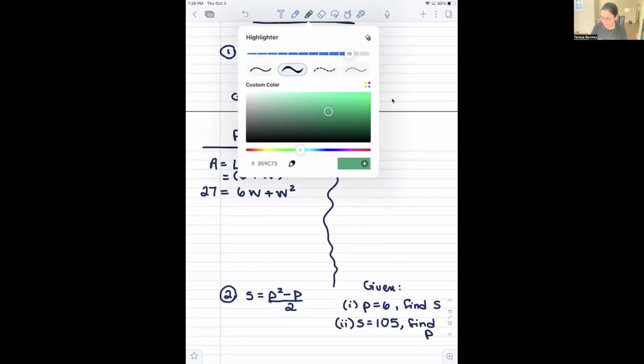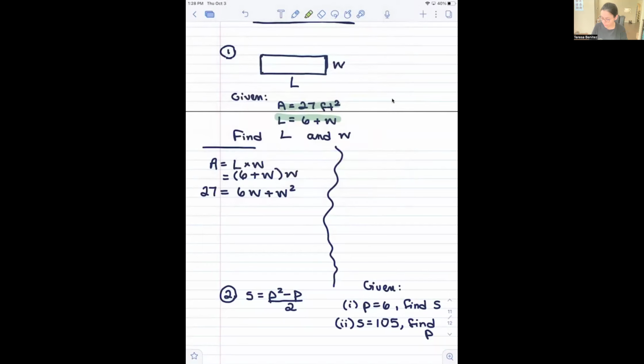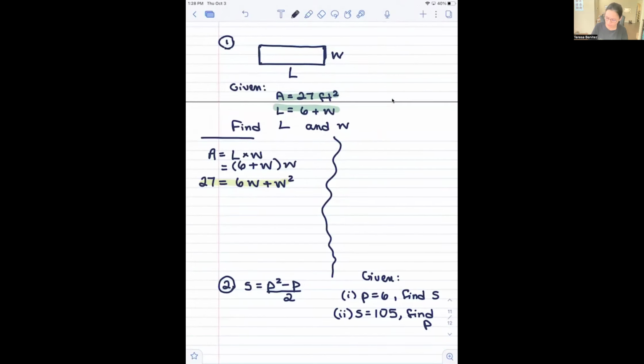So I'm going to highlight this in a different color. This is one of the equations that I can find from our knowledge of the equation of area and what's given in the problem. Now, do we have anything else that's given? No, I highlighted everything. So I have 27 equals 6W plus W squared, and that's it. Now we look at this and we're trying to figure out which method I can use here. There's no greatest common factor. This doesn't look like one of those special cases of a squared minus b squared. And so I'm going to try to make this equal to 0 and see what happens.